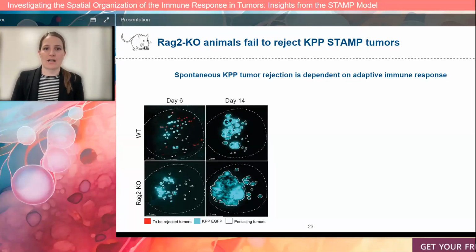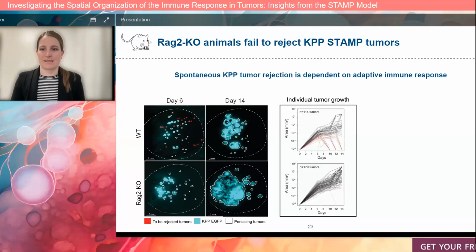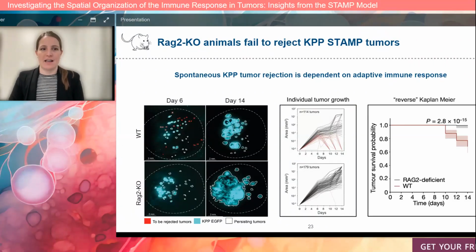However, in the RAG knockout context below, you can see that there's basically no tumors that are becoming rejected. And so again, this is showing the individual tumor growth with tumors shown in red becoming rejected. And if we look at these Kaplan-Meier curves, we can see that there's really negligible rejection in the RAG models, but when we have adoptive transfer of wild type T cells, now you see that survival curve declining.